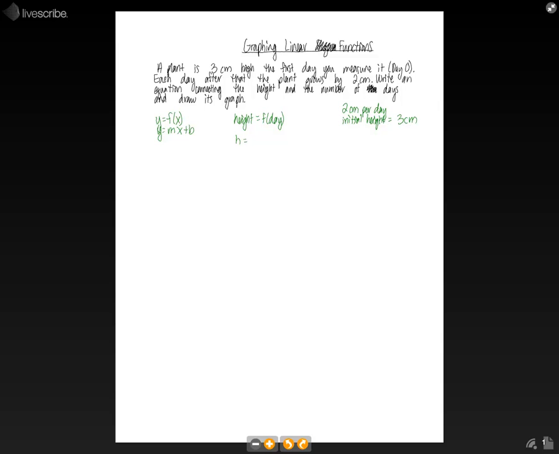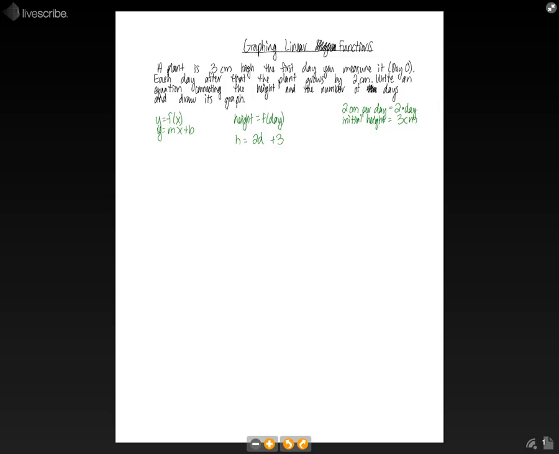So this is actually going to be our plus b in our general form. This is where it's going to cross the y-axis. So we can put a plus 3 in our equation because on day 0 we're initially starting at 3 centimeters. And the 2 centimeters per day just means that we're going to multiply 2 times the day. So we can just say 2d plus 3. And that is going to be our linear function.